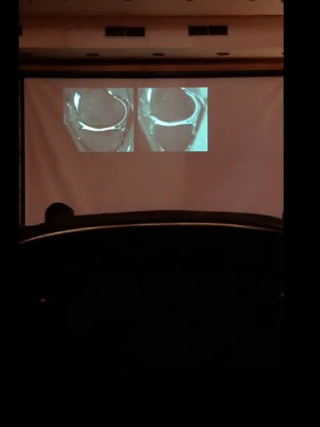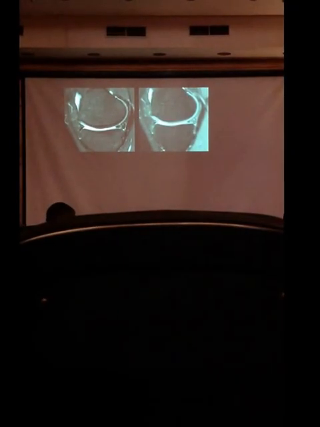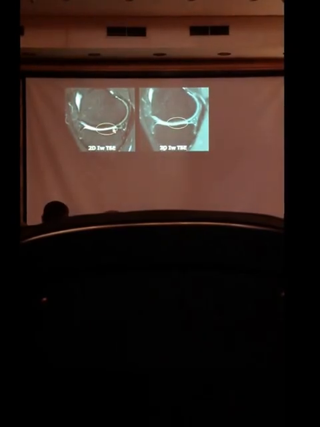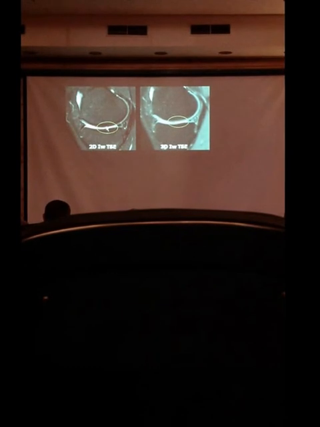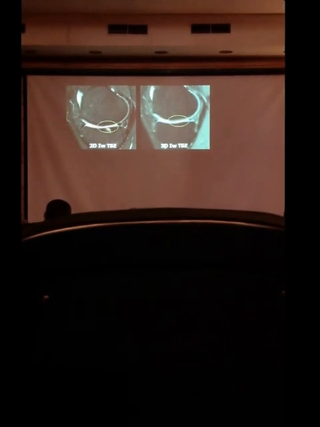Some examples to show you. So I'm always putting on your left the routine two-dimensional sequence, and the 3D turbo spin echo sequence to show you. We can see here some very mild focal chondral defect, a very superficial one, but it's really tough to call in this routine sequence.